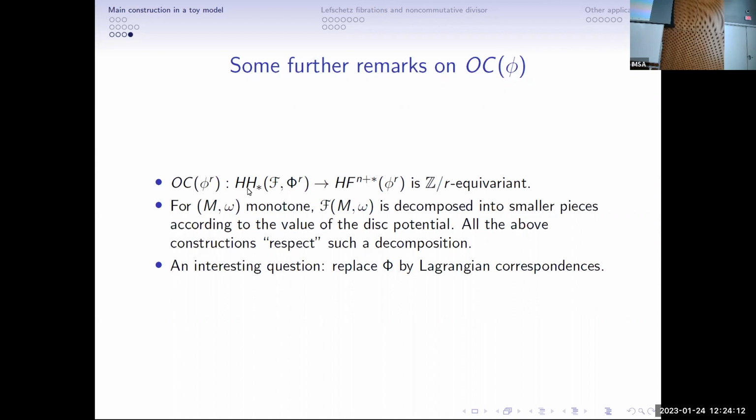And there's an interesting question if you care about Lagrangian Floer theory. We can try to replace this kind of insertion of a homomorphism by a homological correspondence. Okay, so that's the first part. Is there any question? Okay.